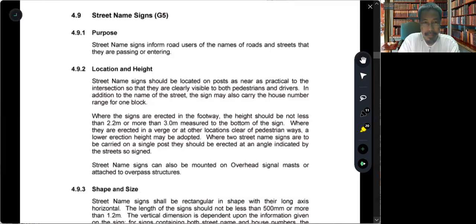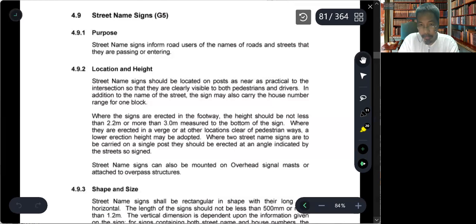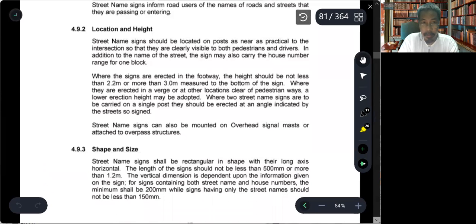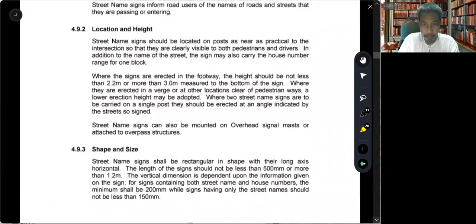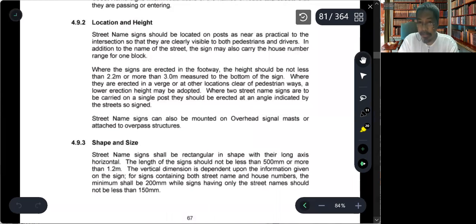Where signs are erected in the footway, the height should not be less than 2.2 meters or more than 3 meters measured to the bottom of the sign. Okay, 2.2 meters to 3 meters from the bottom of the sign, where they are erected in verges or at other location clear of pedestrian ways. So 2.2 meters, and not more than 3 meters.